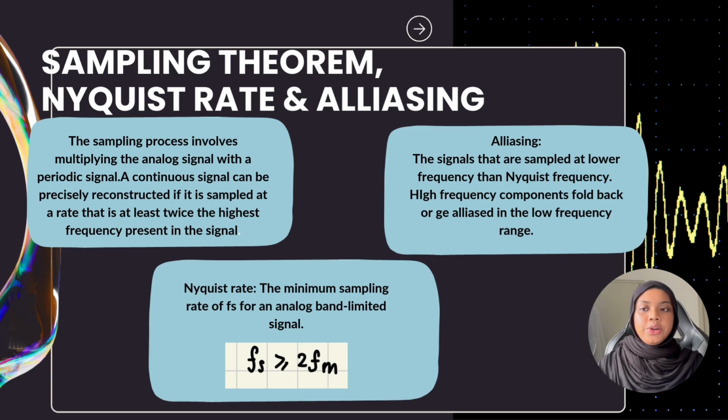And what is the Nyquist rate? Nyquist rate is the minimum sampling rate of Fs for an analog band-limited signal. The equation is Fs is greater than or equal to 2Fm. And lastly, what is aliasing? Aliasing is when signals are sampled at a lower frequency than the Nyquist rate. We need to avoid aliasing because it will cause inefficiency in the modulated signal.